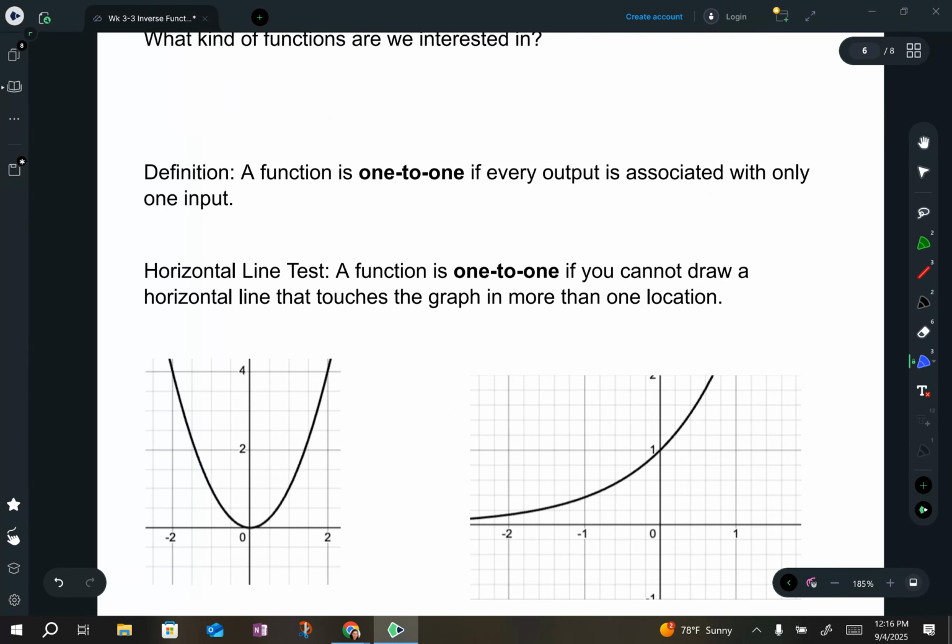So for example, here's our first graph. This is x squared. You can draw a horizontal line that touches the graph more than once. So this output of 2 has 2 different input values. Actually, this isn't even x squared, is it? It's a parabola. You get the idea.